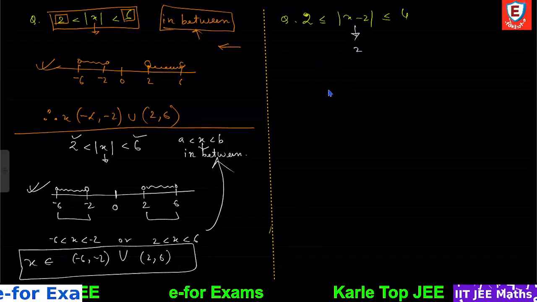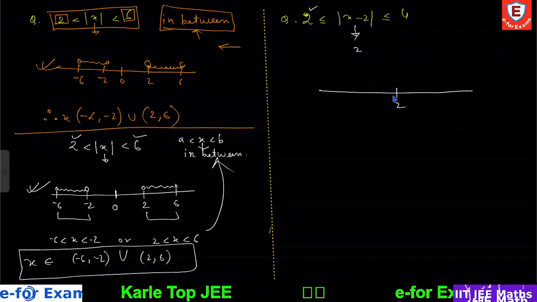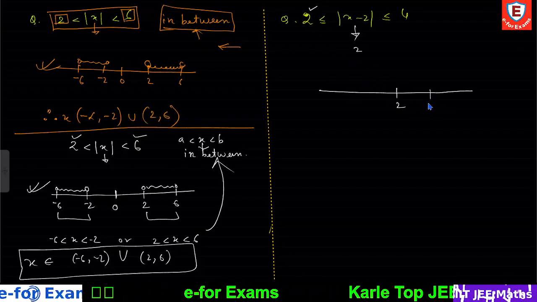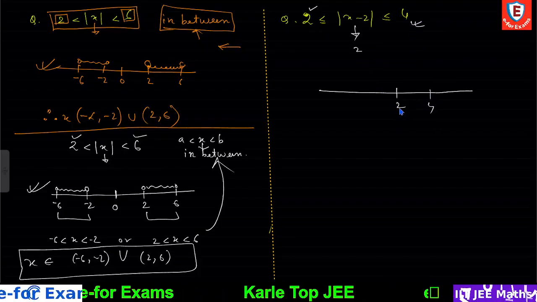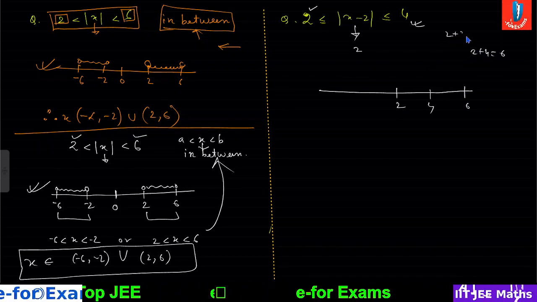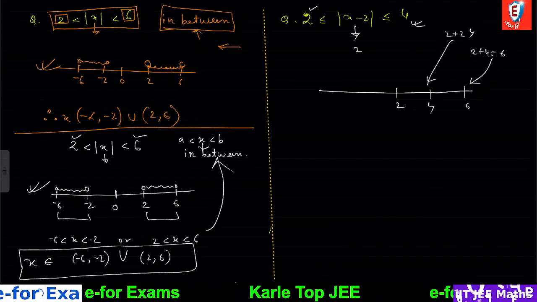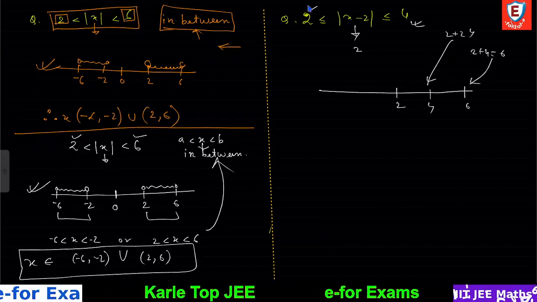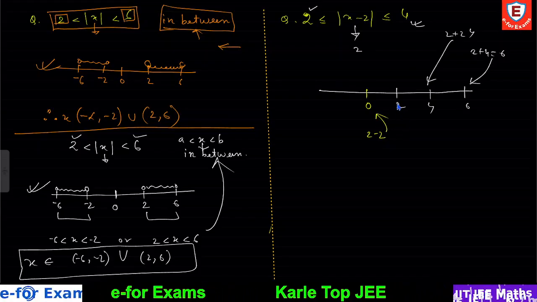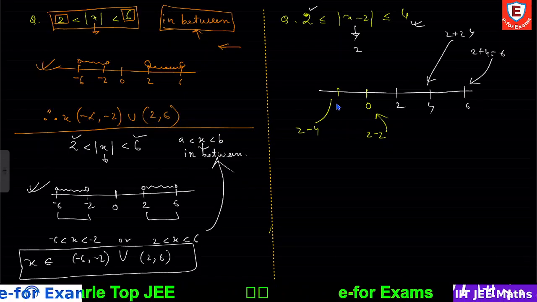Your critical point is 2. 2 is here. So on the right side we have to go 2 first. 2 plus 2 is 4. And again, 2 plus 4 is 6. This 4 and this 6. And now on the left side, 2 minus 2 is 0. And again 2 minus 4 is minus 2.